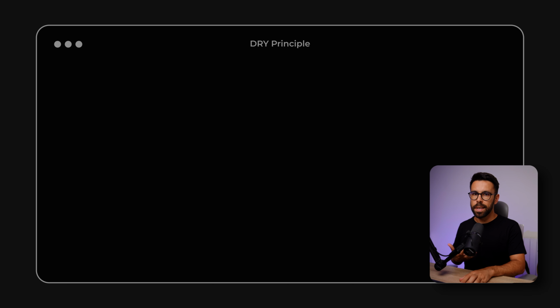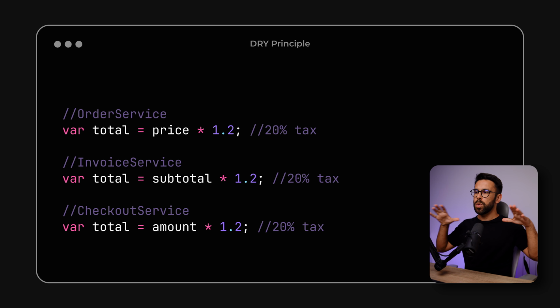So let's see another example. Imagine that we zoom out and we start seeing this from a different level. And we have our order service, the invoice service, the checkout service, and then we start seeing that we have the same logic to calculate the tax in all of them.